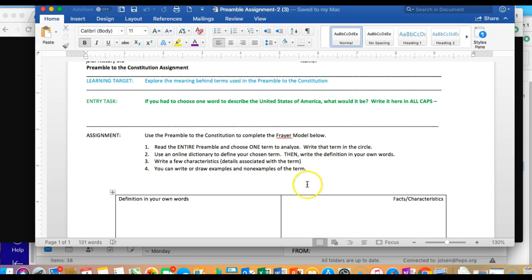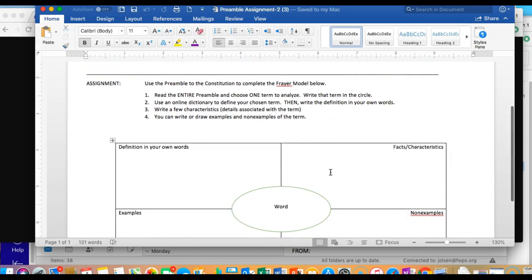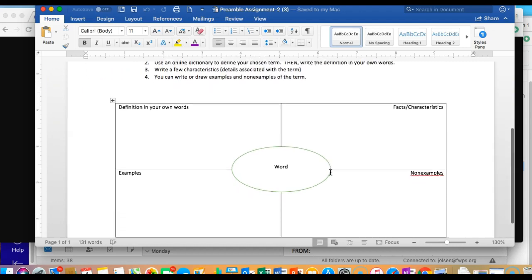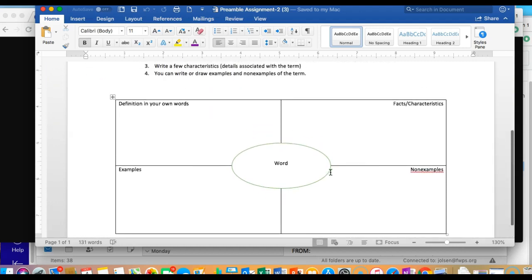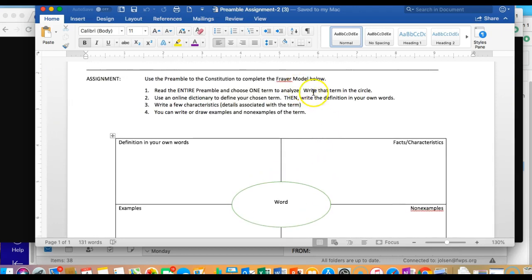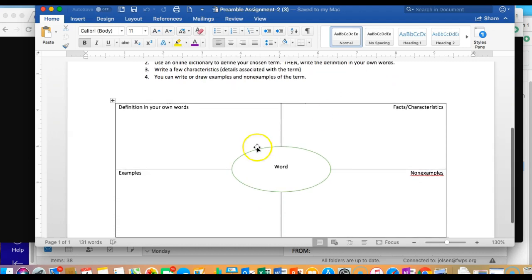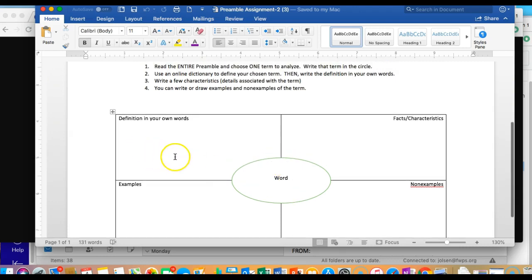And so in this assignment, you are going to be filling in a graphic organizer, and it actually has a fancy name. This graphic organizer in the education world is called the Frayer model. So the Frayer model asks you to choose one term from the preamble, and then you are going to write that one term in this middle circle right here, okay? And so what we're going to do is start at the top left. So in order to fill in this box, you must first find the definition.